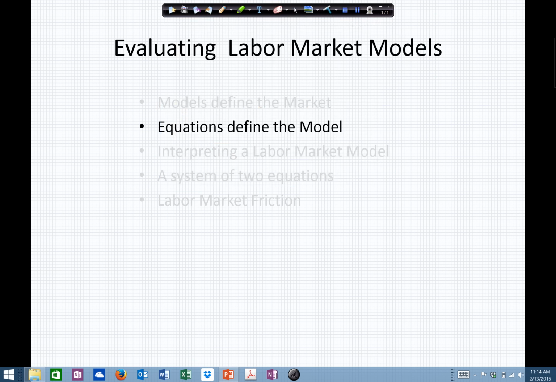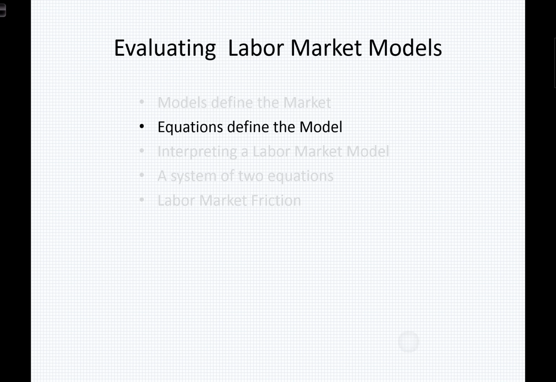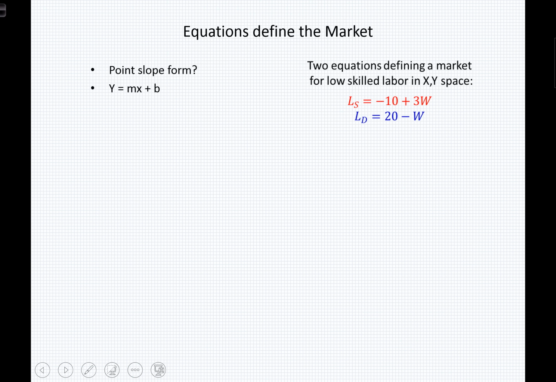So in this segment, we're going to continue to look at evaluating labor market models, specifically in this case, looking at equations that define the model. So let's first consider the form of these equations. You'll see that we have a labor supply equation equal to negative 10 plus 3 times the wage, and we have a labor demand equation equaling 20 minus W, or minus the wage.